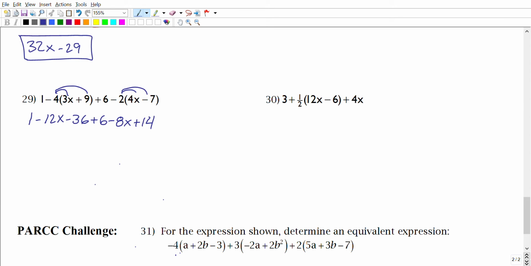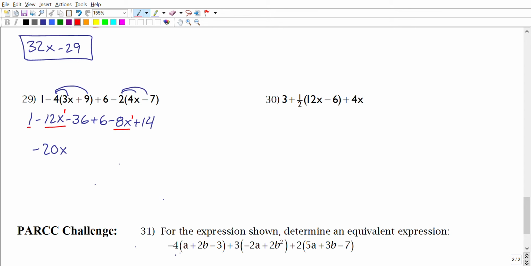All right, now I can go ahead and start combining like terms. The highest variable exponents I see here, again remember these have a little 1 on top of them, that's the highest one that I see right now. So I can combine those, -12x and -8x. That is what? That's -20x.